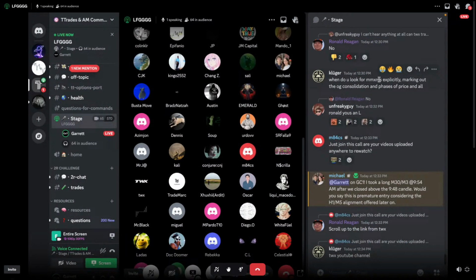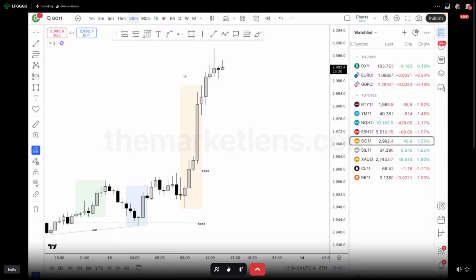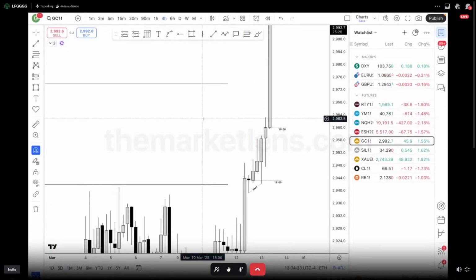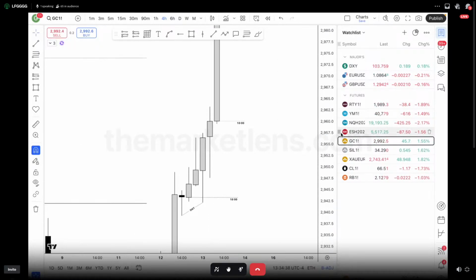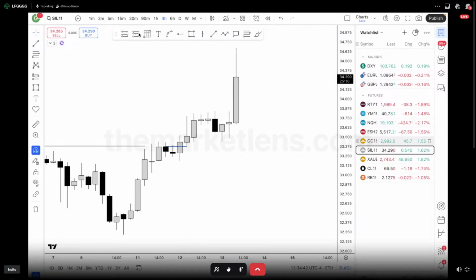On GC, I long M3 30-minute AM after we close above. Would you say premature entry considering the 1 hour 5 minute? Okay, so let's look at that. So you long this one or maybe this one. Okay, yeah, this one. I would only say the wick on the 6 a.m. candle is not too bad, I would say. Let me look over here. Okay, yeah.